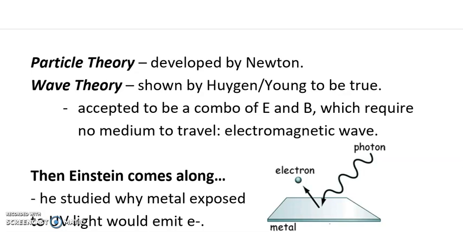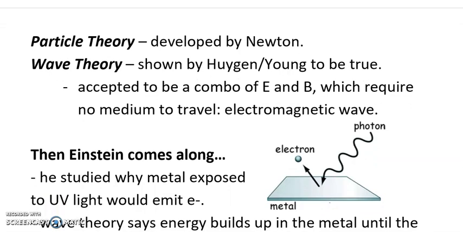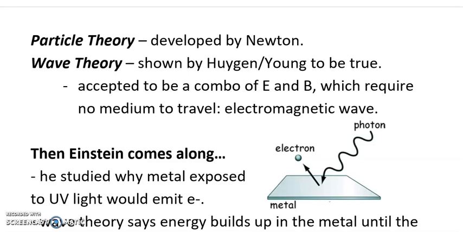You guys may have heard of photons before, where you've got this photon of light coming in, hitting a piece of metal, and electrons would come off. Now, the dominant theory of light at the time is the wave theory. So the wave theory of light comes in to explain it. And the wave theory says that energy builds up in the metal, because, of course, waves carry energy, and when the electron has enough energy, it will jump off.